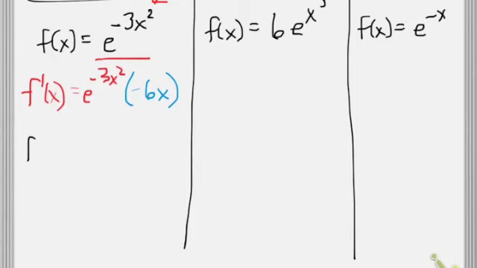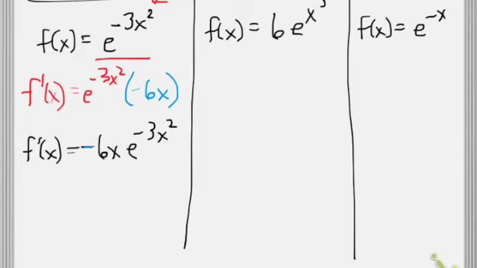So our derivative is negative 6x e to the negative 3x squared. It's not necessary to write the negative 6x first. I just do because that's just typically how we make sure we see that negative. That's just typically how we write exponentials. Okay, let's move on.